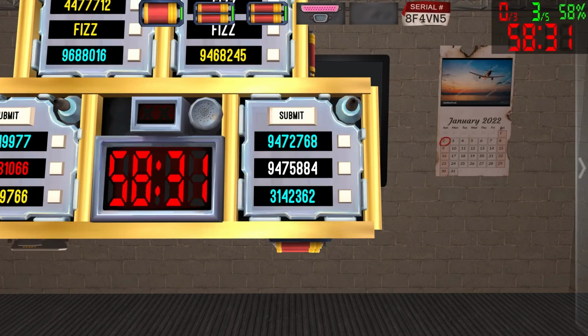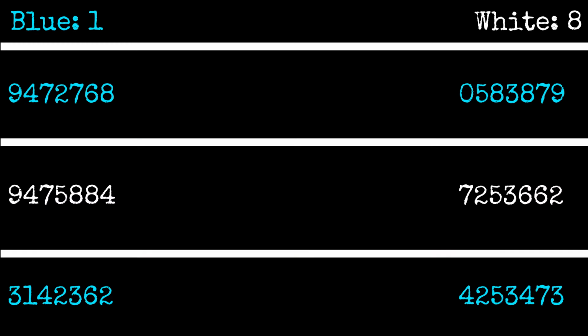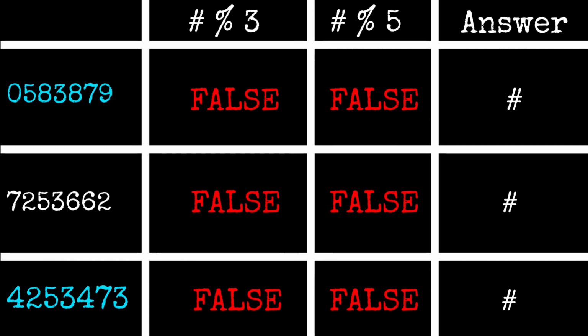A blue 9472768, a white 9475884, and a blue 3142362. New numbers are 0583879, 7253662, and 4253473. The answer is number, number, number.